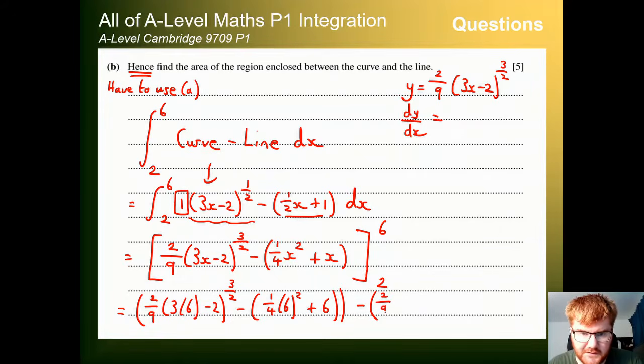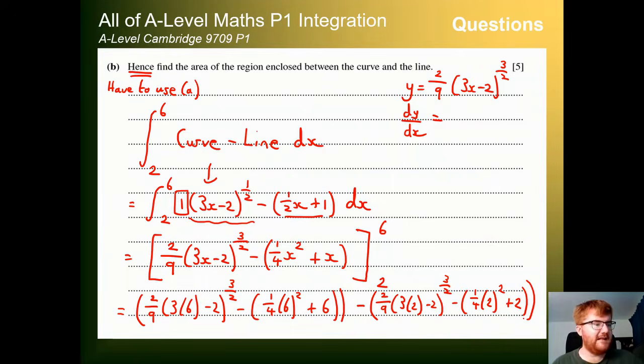So I'm going to get 2 over 9, 3 brackets 2, minus 2 to the power of 3 over 2, minus a quarter, 2 squared plus 2, close brackets. At this point, this is a good thing to practice here. Let's see how well you can use your calculator. Notice how I've written this. I've written this nice and clearly for me, so I'm less likely to make a mistake.